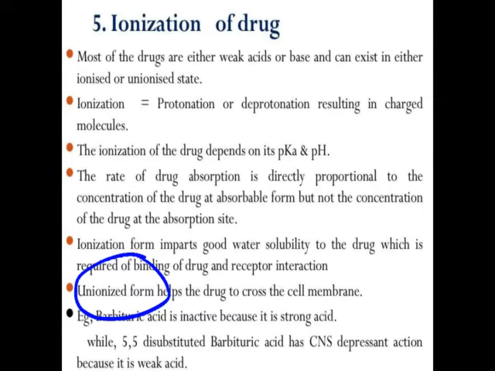For example, barbituric acid. Barbituric acid is an inactive drug. So instead of barbituric acid, we are giving derivatives of barbituric acid like phenobarbital, secobarbital. Why are we giving these? Because barbituric acid is highly acidic in nature. Due to the high acidity, it is present in the ionized form, and when it is present in the ionized form, it cannot cross the membrane. It will not enter into the blood circulation.